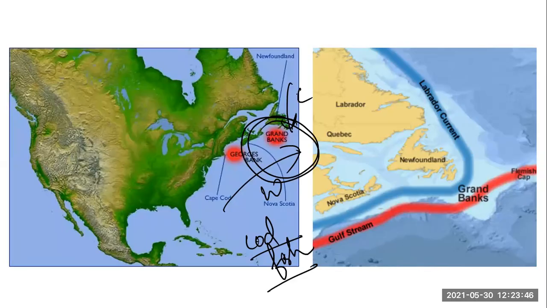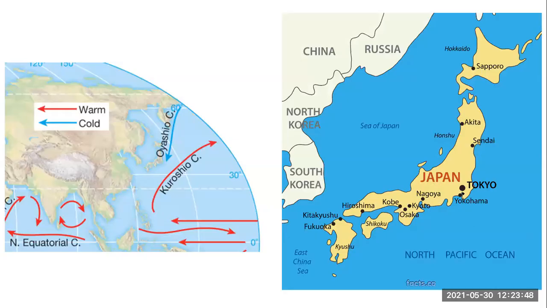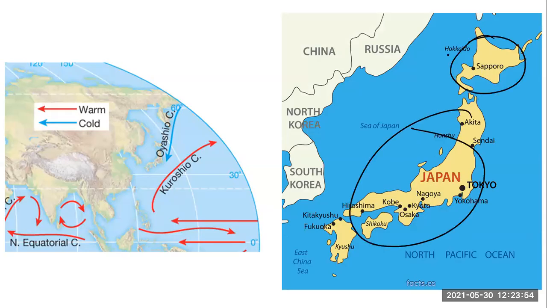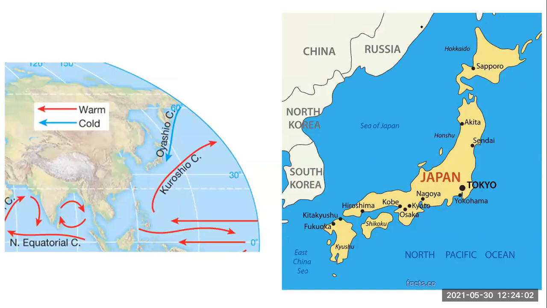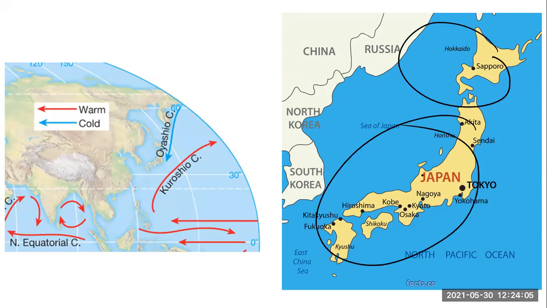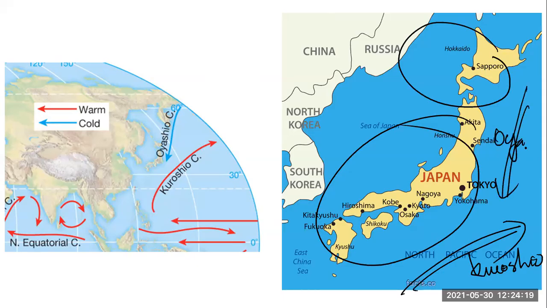The second example of this kind of activity is towards the eastern coast of Japan. The Japanese islands have two major islands: the northern island is called Hokkaido, and the southern island is called Honshu. Near the Honshu island of Japan, we have the mixing of two ocean currents. One is called the Kuroshio current, and the second is called the Oyashio current. The Oyashio current is a cold current and the Kuroshio current is a warm current.